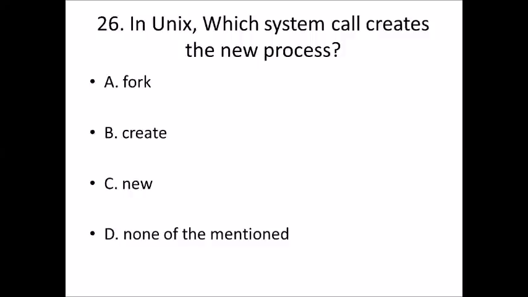Option A fork, option B create, option C new, option D none of the mentioned. Option A fork. 27th bit.